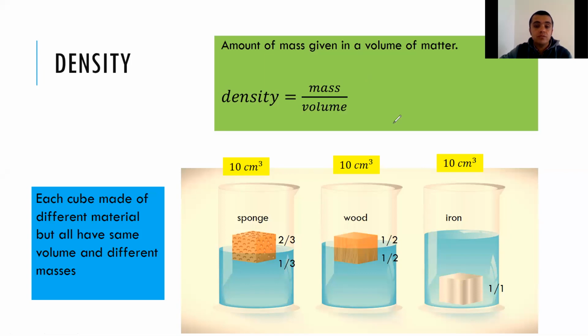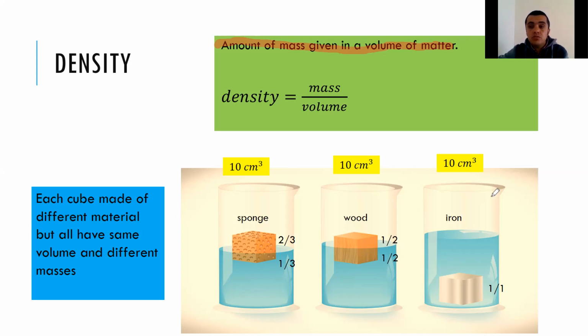When we look at the definition of density, it is the amount of mass given in a volume of matter. So I would like to give you two examples, which means that you have 1 decimeter cube of volume of something. What is the mass? That is what we call the density. You have a unit volume of something.